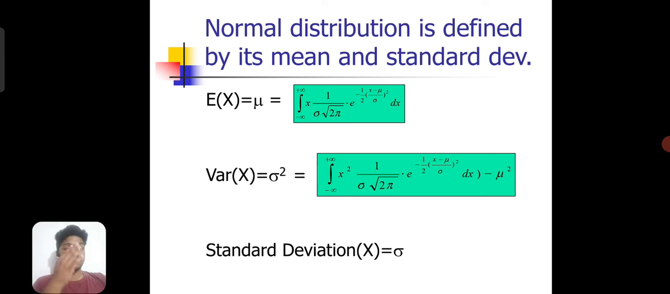Here are the derived mean and standard deviation: E of x, variance of x, and standard deviation. There are three different formulas: mu, sigma square, and sigma. Here are the three different formulas which we use in the normal distribution. The first formula finds the average, the mean. The variance is sigma square, and the standard deviation is sigma.